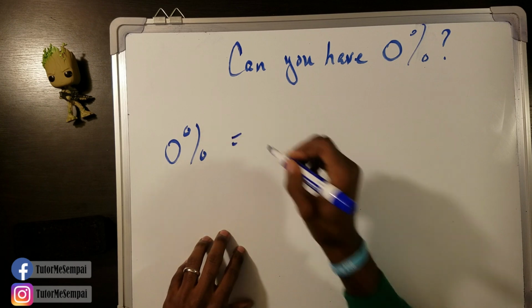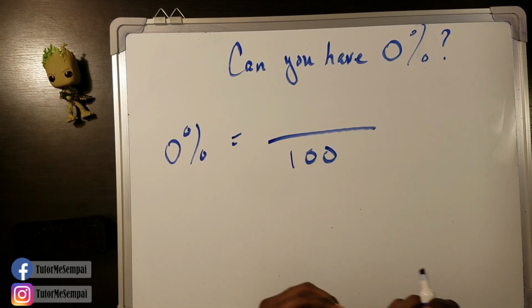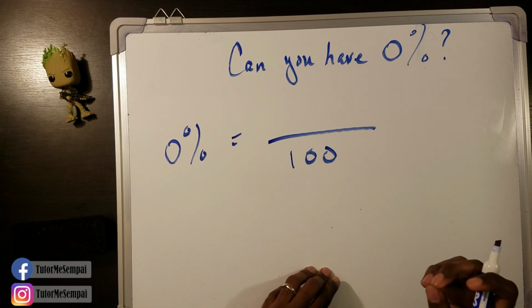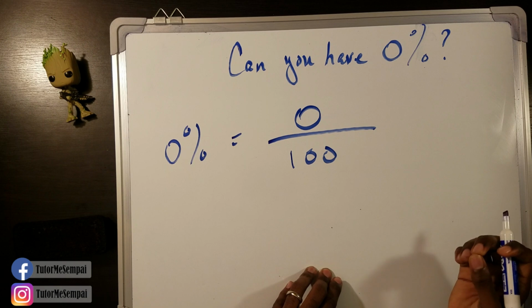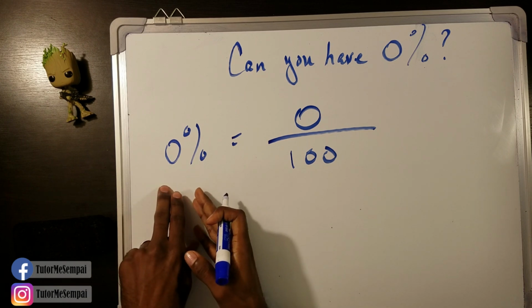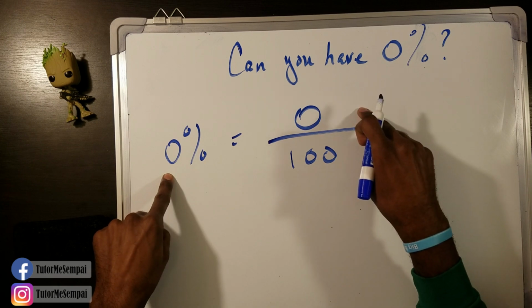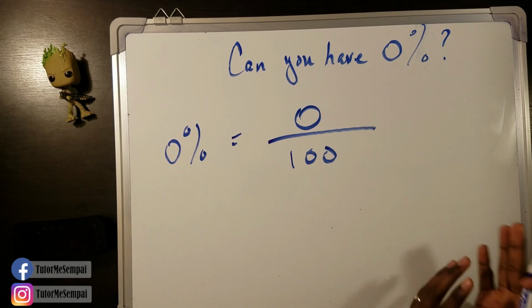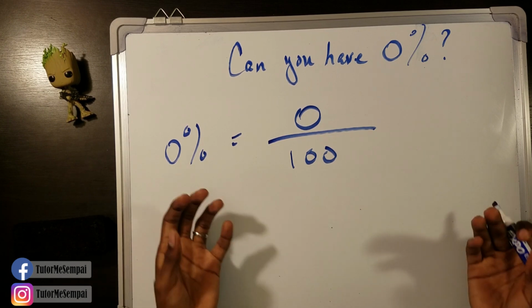So if you had 100 questions, a 0% on your test means that none of them were correct. That means you got a big 0 out of 100 correct. So that's all that 0% is. It's nothing special. Once again, you just take this, put it over 100, and that's your fraction form. Percentage form, fraction form. They're interchangeable. They mean the same exact thing.